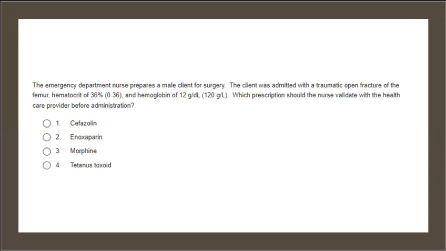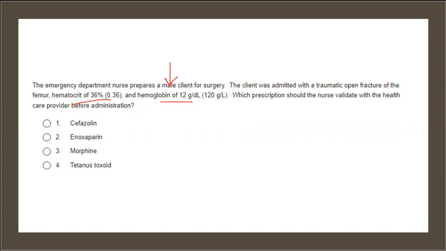The emergency department nurse prepares a male client for surgery. The client was admitted with a traumatic open fracture of the femur. Now look at that hematocrit level. What does that tell me? This is a male client, and the hematocrit level is 36. Again, I know for men, it should be between 38.3 to about 48.5 or 6. So that tells me the hematocrit level is low.